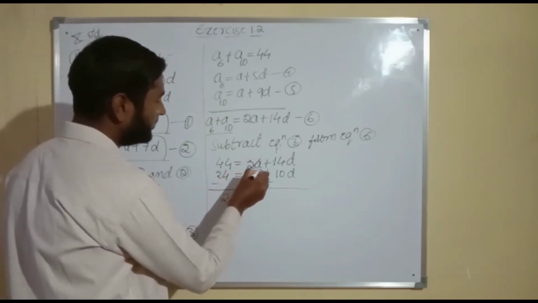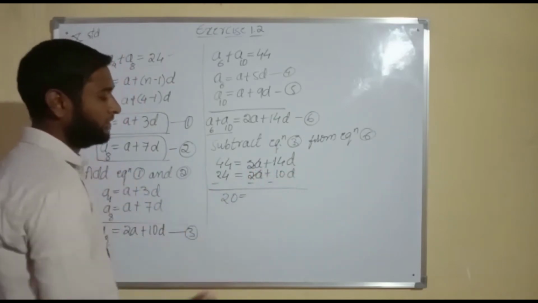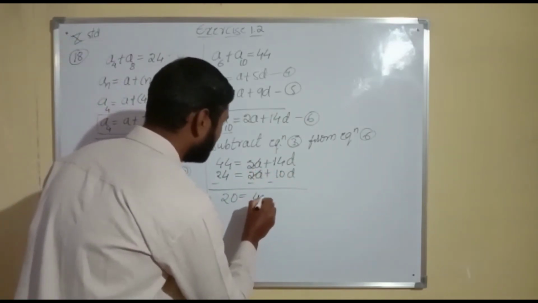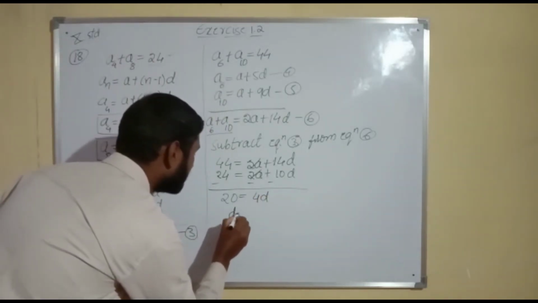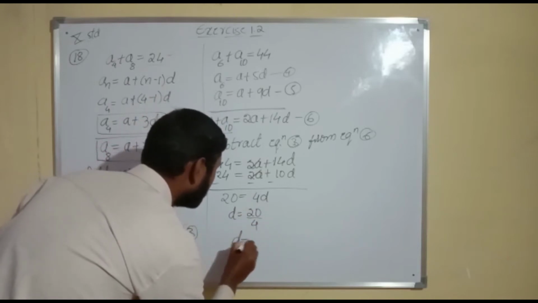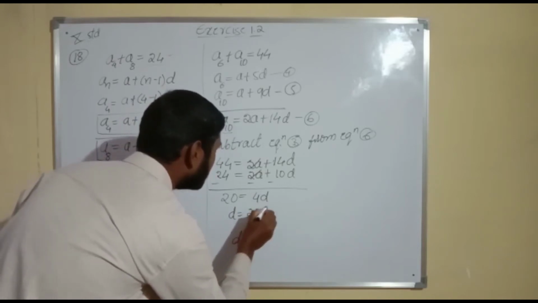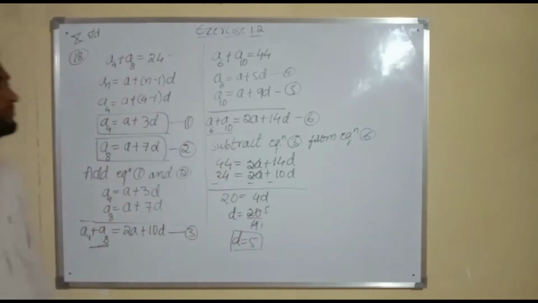They cancel out each other. Okay? Say plus 14d minus 10d, it is nothing but 4d. Okay, so d is equal to 20 divided by 4. So d is equal to, here 4 1s are 4, 4 5s are 20. So d is equal to 5.